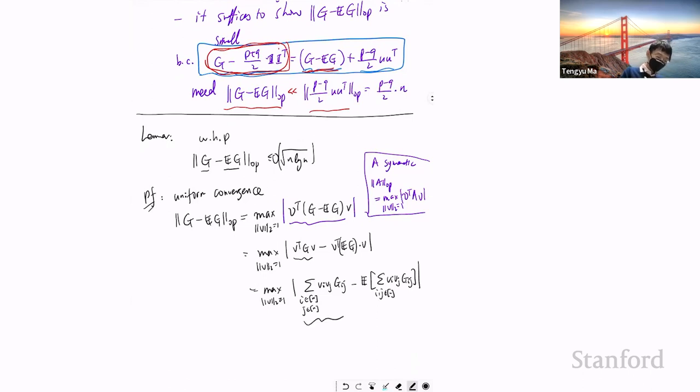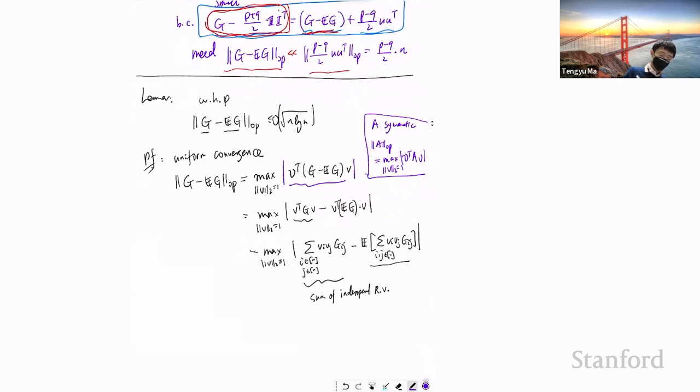And now this becomes a sum of independent random variables, and this becomes the expectation of this sum of independent random variables. So now you can use concentration. If you don't have the max, you can use concentration for it. But this is exactly what Hoeffding's inequality is for. And how do you deal with the max, right? So then the max, this will be the part about uniform convergence, right?